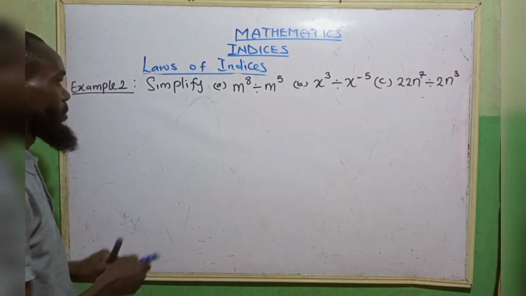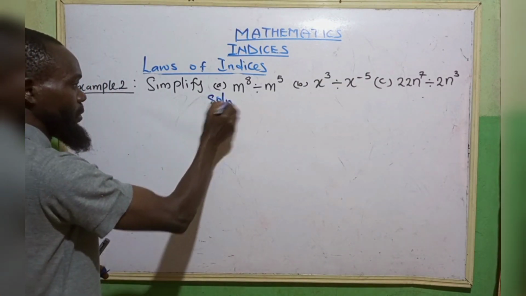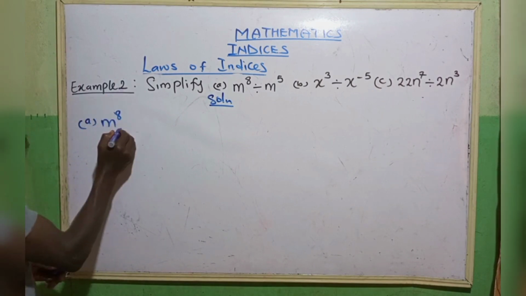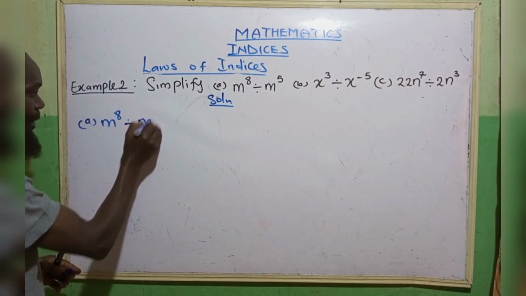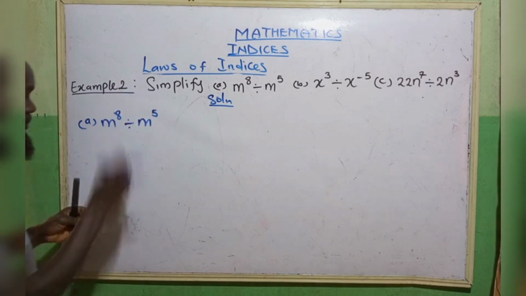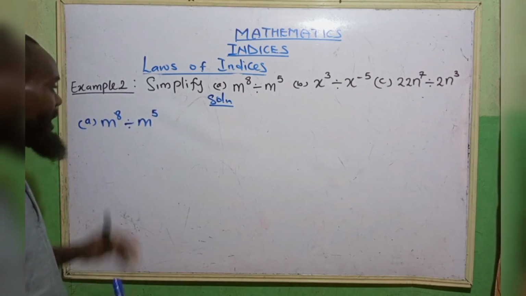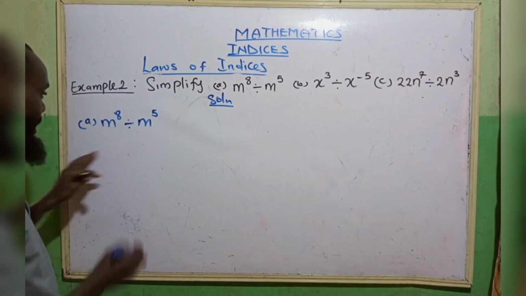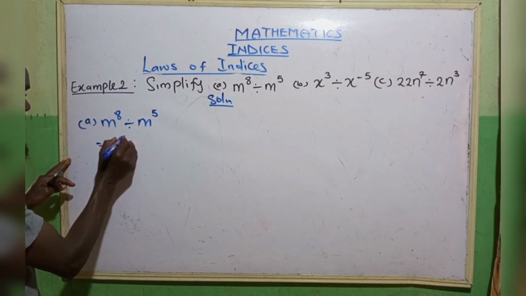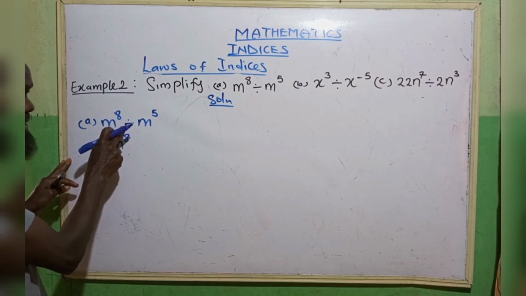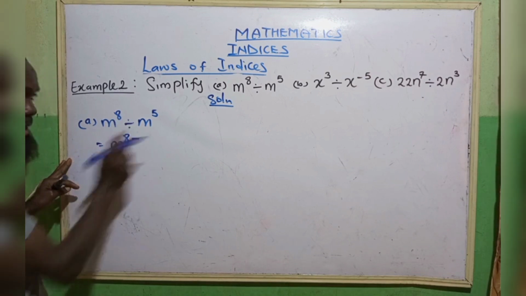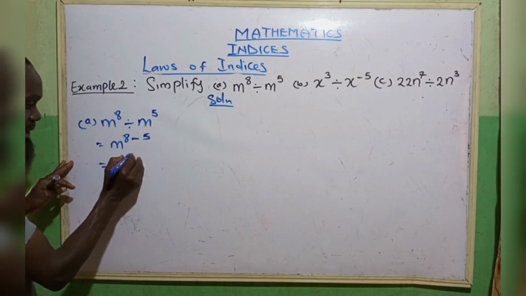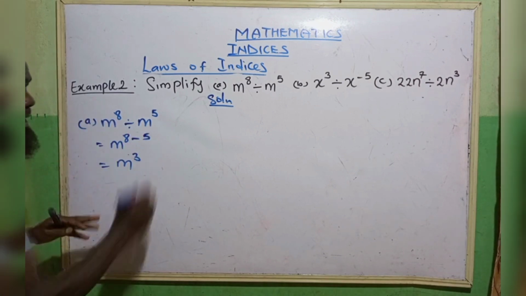Example 2. Simplify. Question A. M raised to power 8 divided by m raised to power 5. As we explained in example 1, pick one of these bases. We have m raised to power 8. This division changed to what? Minus. Then 5. So we have m raised to power 8 minus 5. We have what? 3. So that is the answer.